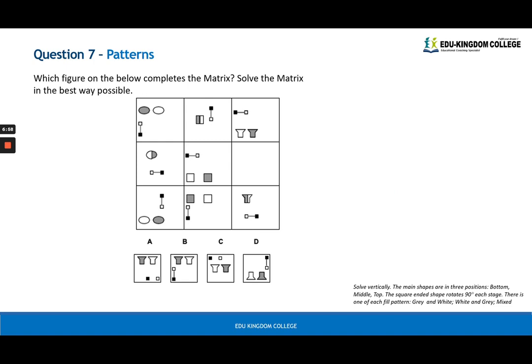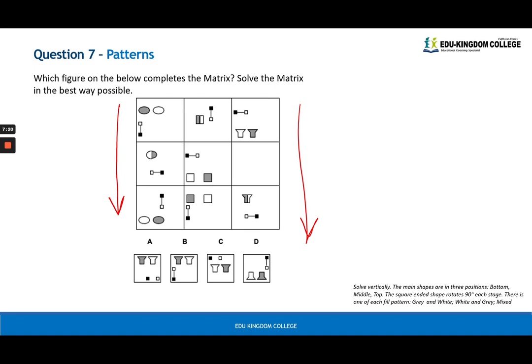Right, number 7, a pattern question. Let's solve the matrix. First thing to do in patterns is to look at the macro pattern. How is the pattern moving? You can see that as we go vertically, the shapes remain the same, but they just change up the colors and shading a bit, which means that this pattern is traveling downwards.